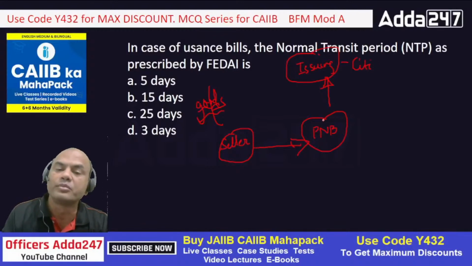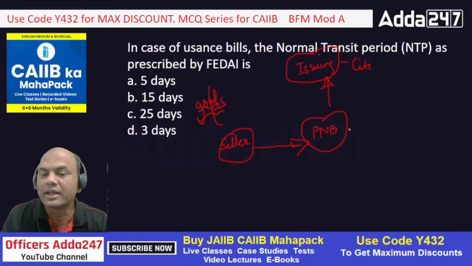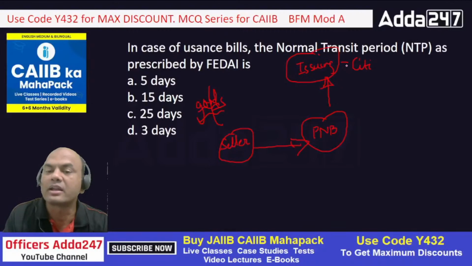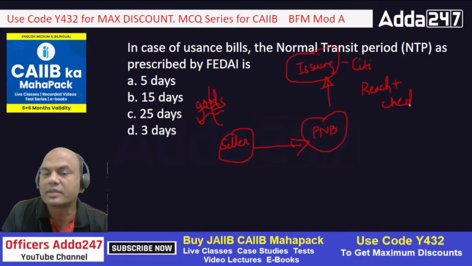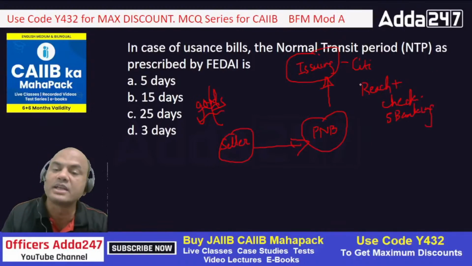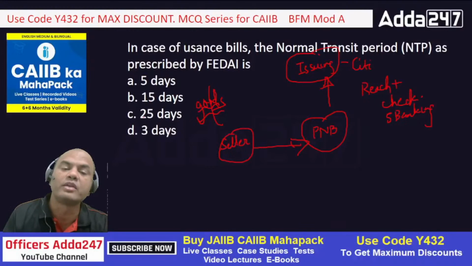So what is this NTP then? NTP means PNB sending the documents to Citibank, the number of days to reach Citibank, and Citibank taking 5 banking days to check. So reach plus check. For checking, Citibank always has 5 banking days. Remember, banking, it's not working days. So reaching plus checking, these total days are calculated under NTP. This is for documents only. This is not related to goods. So what is the NTP prescribed by FCAI then? 5, 15, 25 and 3 days. It is correct, C, 25 days.